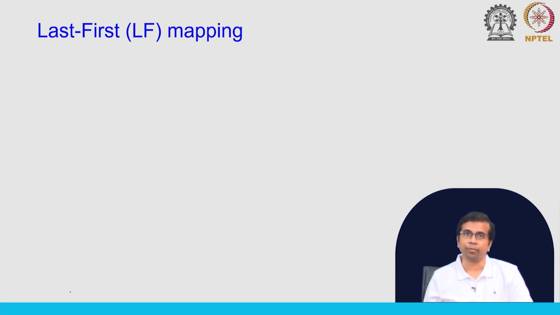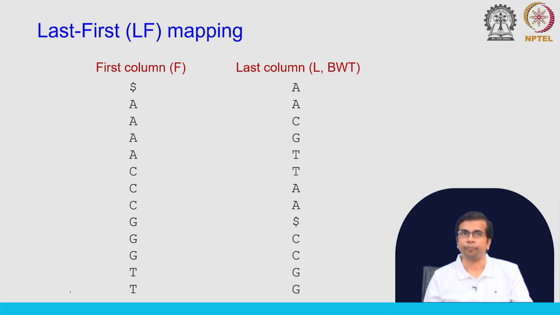Okay. So, this property of BWT is very useful, and we can utilize this property to actually do the read mapping. Okay. So, what do I mean by this last first mapping? Here is the first column, which I have written as F, and the last column is written as L, which is also the Burrows-Wheeler transform or BWT.